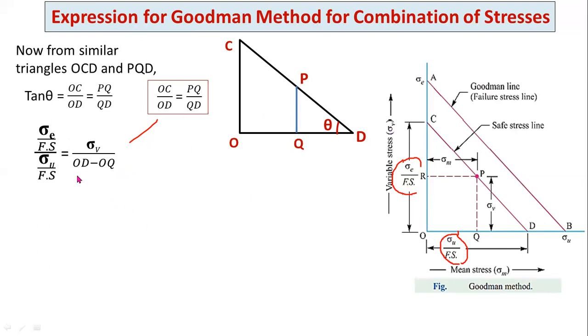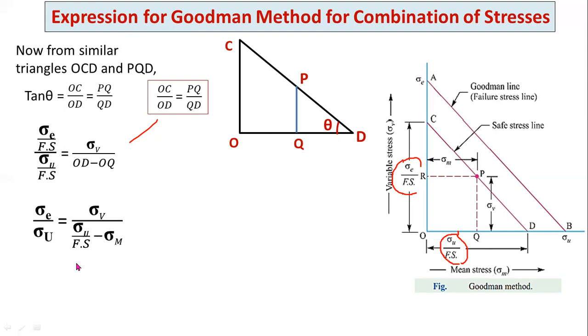Already we know that the value of OD equal to sigma U by Fs, and OQ equal to RP. The length of OQ equal to the length of RP, and that value equal to sigma M. So you have to substitute these two values in this equation. Here you can cancel this Fs value, the factor of safety. Then sigma V by OD equal to sigma U by Fs minus OQ, equal to RP, that is sigma M. This is the one relation.